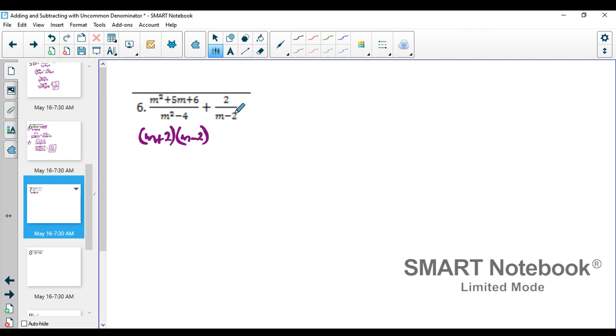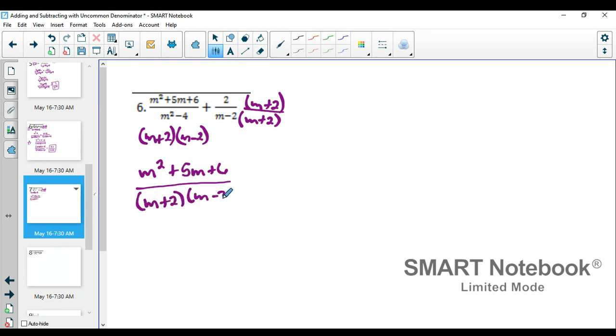So over here in our denominator, we have the m minus 2, so we need the m plus 2. So we're going to multiply the numerator and the denominator by m plus 2. And then just keep this the same. So we have m squared plus 5m plus 6 over m plus 2 and m minus 2 plus, and then distribute this. So 2m plus 4 over m plus 2, m minus 2.